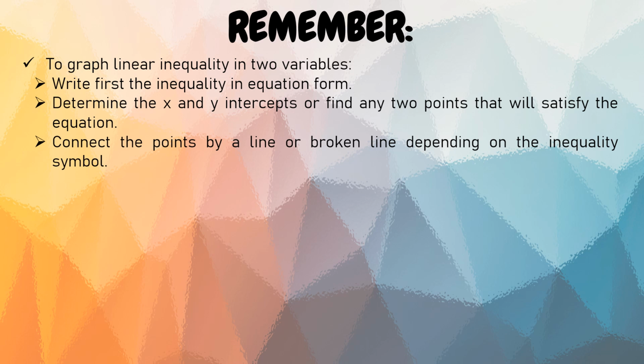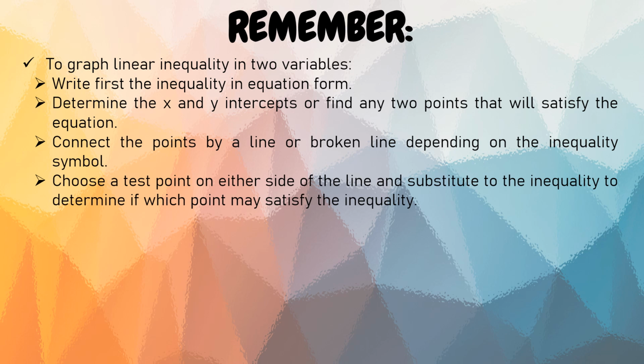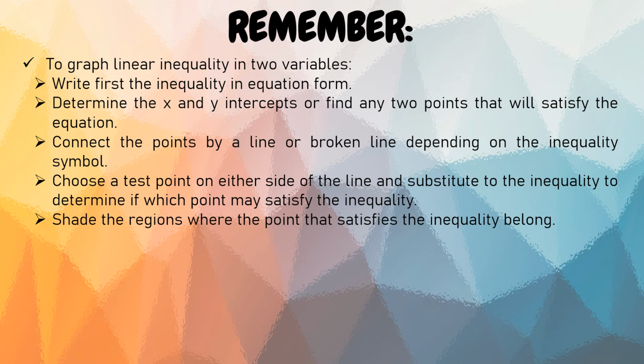Third step, connect the points by a line or broken line depending on the inequality symbol. So, paano natin malalaman kung broken or solid line? Broken line kapag walang equal sign sa ilalim ang less than or greater than, at solid line naman kapag may equal sign sa baba. Next, choose a test point on either side of the line and substitute to the inequality to determine which point may satisfy the inequality. And the last is shade the regions where the point that satisfies the inequality belong.